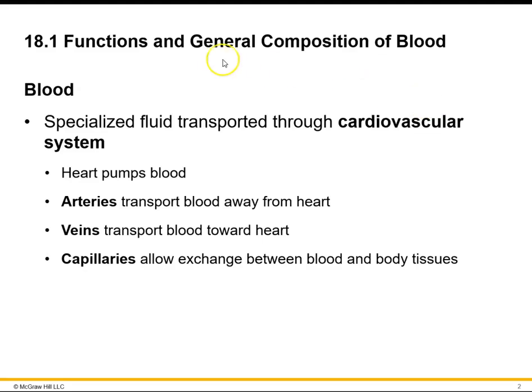All right, so what is blood? Well, you may recall from A&P 1 that blood is a specialized form of connective tissue, of fluid connective tissue, and the reason for this is because it's going to be made up of cells, such as red blood cells and white blood cells, but there's also going to be an extensive extracellular matrix, and that is the plasma portion of the blood. So blood is going to be transported through the cardiovascular system.